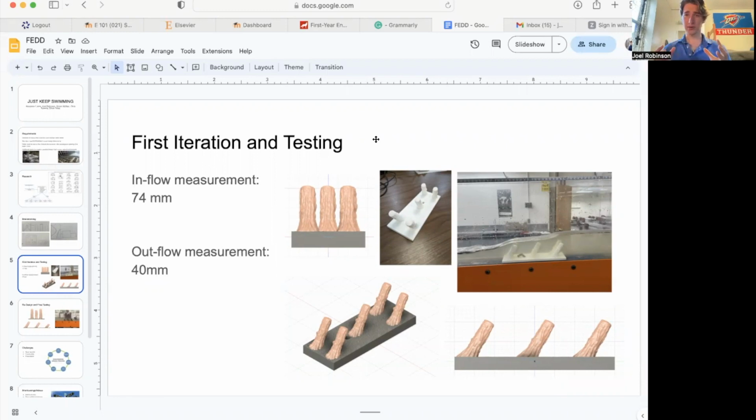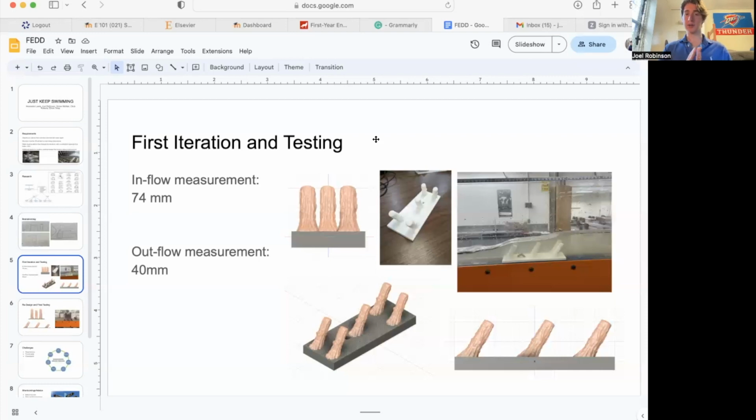As we went through our first testing, you can see here on the picture our FEDD project, the re-engineered fish passage, in the flume. The water is flowing through, and as it's going down, it's trickling down. The height is changing as it goes through the system. What we ended up finding was that our inflow measurement of the water going in was approximately 74 millimeters. That was the height of the water as it had been going through the system.